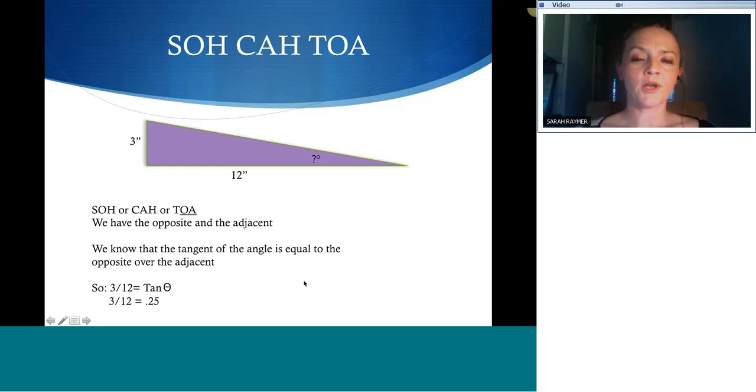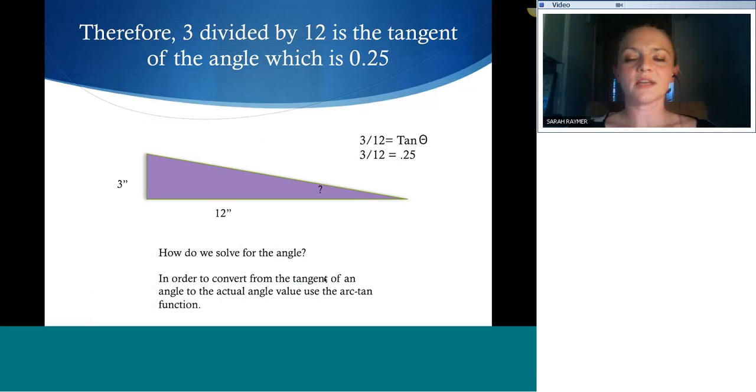Now we're not done there. That'd be easy if we were. Now we've got to use that again. Okay, so how do we solve for the angle? Now that we have this basic formula here, 3 divided by 12 is the tangent of some angle. In order to convert from the tangent of an angle to the actual angle value, you use the arctan function. And that is really easy to do. It's just a matter of, again, punching the right button on the calculator.